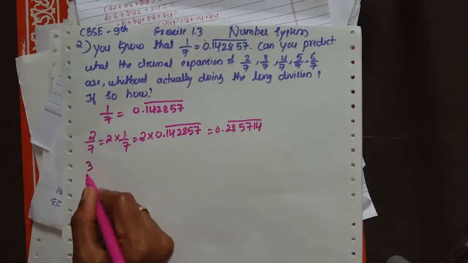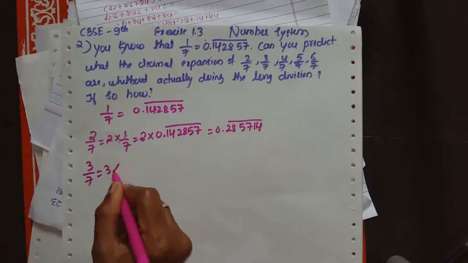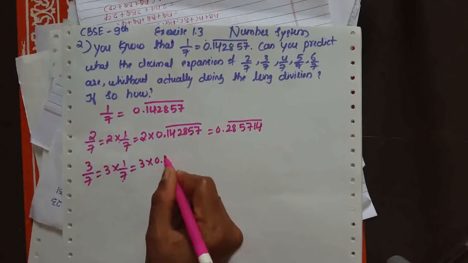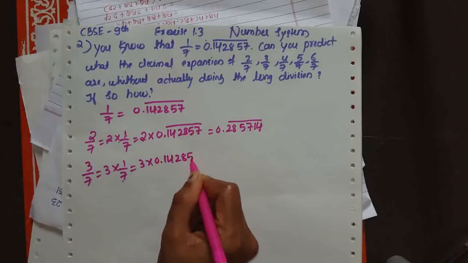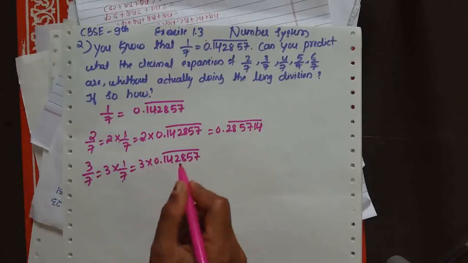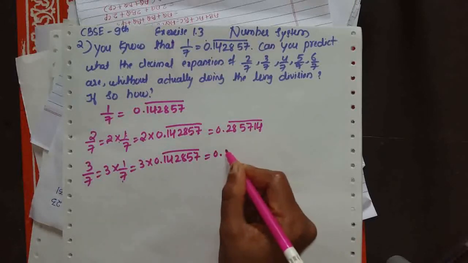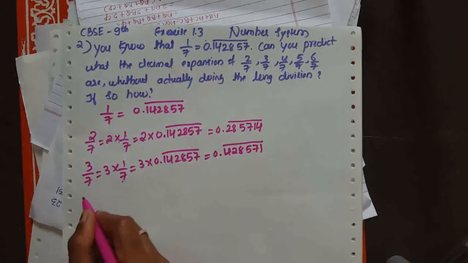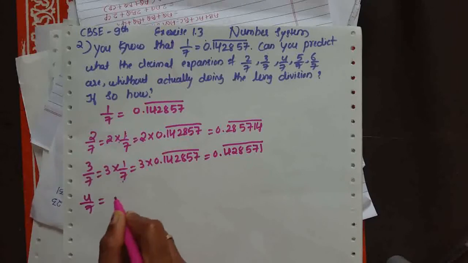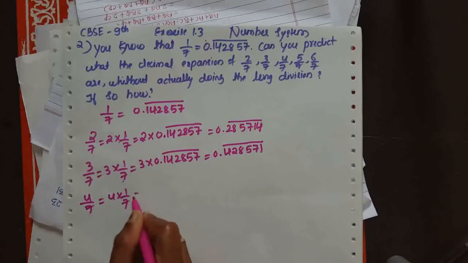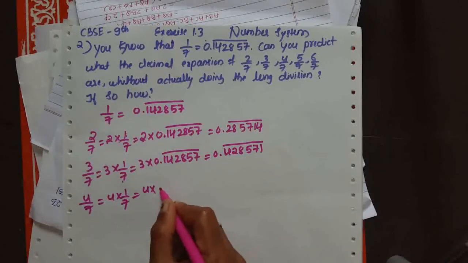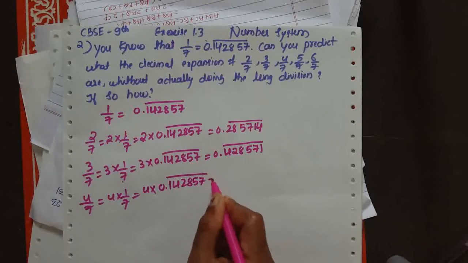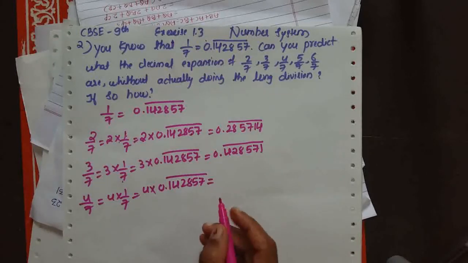Then again 3 by 7. This can be written as 3 into 1 by 7, which is 3 into 0.142857. On multiplying by 3, we will get 0.428571. So this is repeating. Next 4 by 7. This is 4 into 1 by 7, which is 4 into 0.142857, repeating. On multiplying by 4, we will get 0.571428.